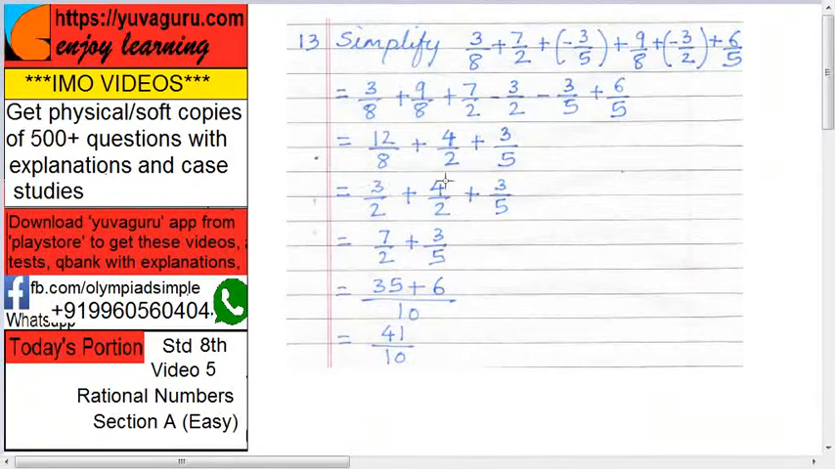Solve this. 3 plus 4 is 7 by 2 plus 3 upon 5. Solve this now. 7 fives are 35 plus 3 twos are 6, so 41 upon 10. If the answer is in mixed fraction, convert it: 10 into 4 and 1, as a single number in the numerator. Okay, so 4 1 by 10 will be the answer.